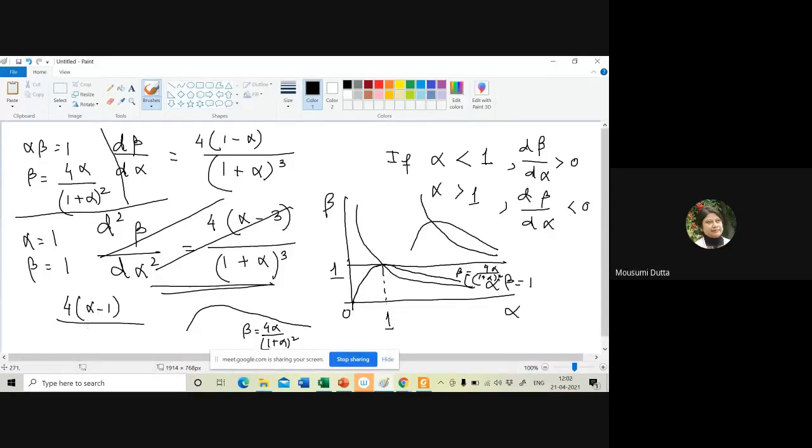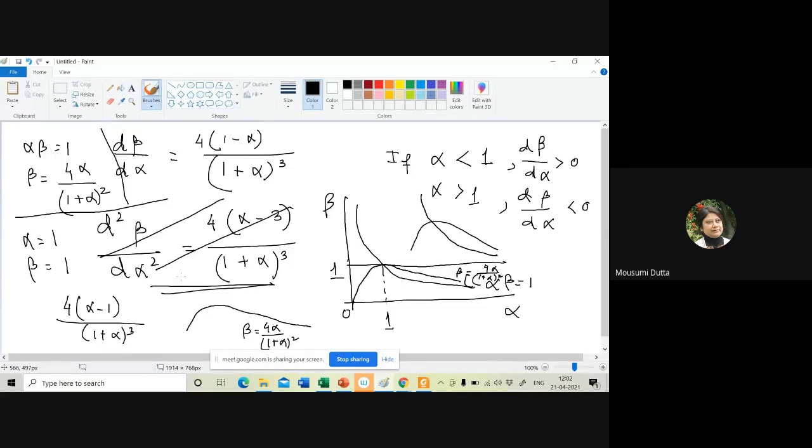This is the second order derivative. So I need to calculate this, because people are telling different formulas.